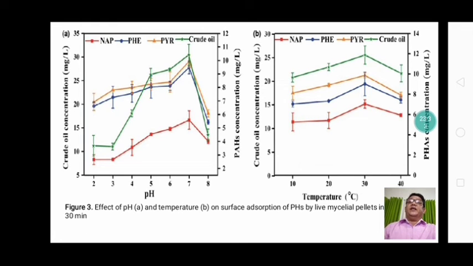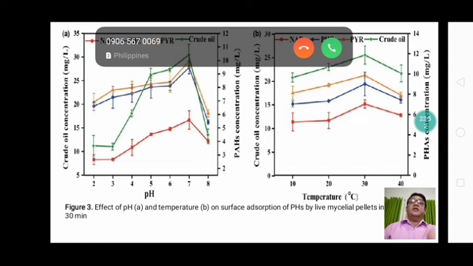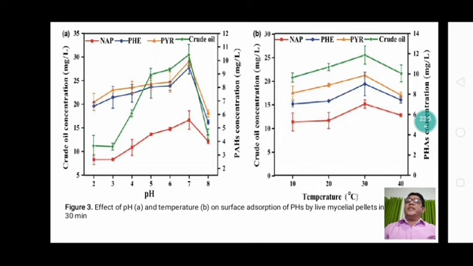The absorption of crude oil and the three polycyclic aromatic hydrocarbons increased with pH values ranging from 3 to 7 and decreased at pH 8. The highest absorption of petroleum hydrocarbons by mycelial pellets of strain RFC-1 occurred at pH 6 to 7 and significantly decreased at pH 8. As you can see in figure 3a, this finding suggests that increasing hydrogen ions inhibit the absorption of petroleum hydrocarbons to cation binding sites.